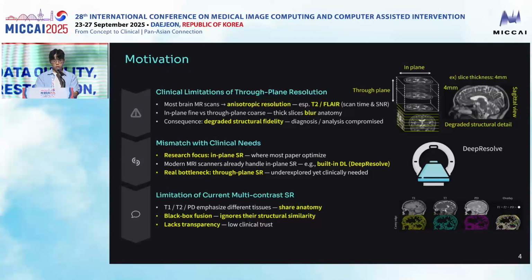Another issue is how multi-contrast MRI is used. T1, T2, and PD emphasize different tissues but share the same anatomy. However, most existing multi-contrast SR models just fuse them in a black box way, ignoring their structural similarity. So this not only wastes valuable information, but also makes the model less transparent and hard to trust. And in clinical practice, if a model isn't trusted, it won't be adopted, no matter how accurate it looks.